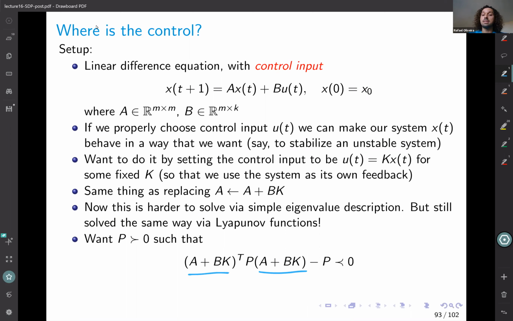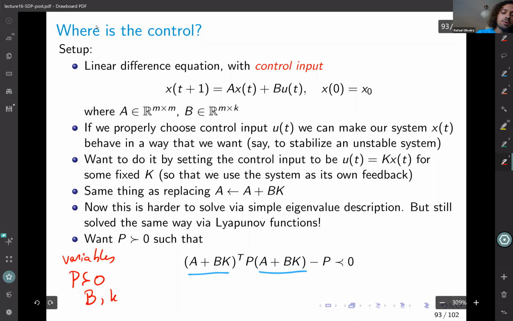But now you may raise a bunch of red flags and you say, well, but what are my variables? Variables are P, which is positive definite, but we also have the matrices B and K, which are variables. So the system is not linear, not an LMI. So what's up with that? Like, how can we solve this by a semi-definite program if this is not a linear matrix inequality?